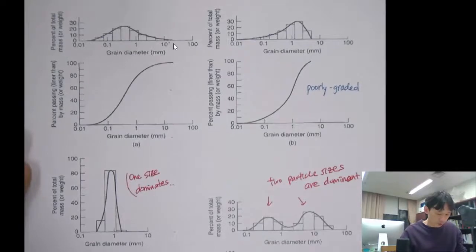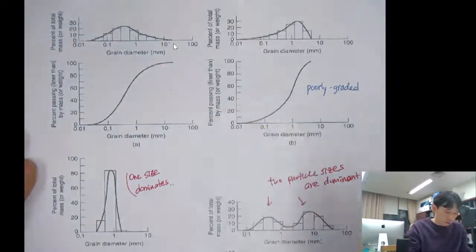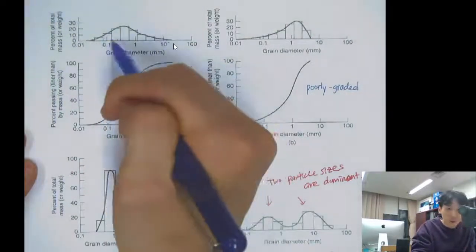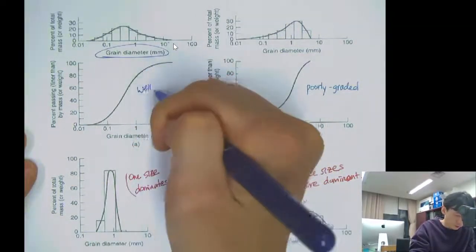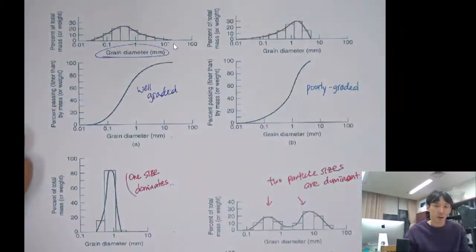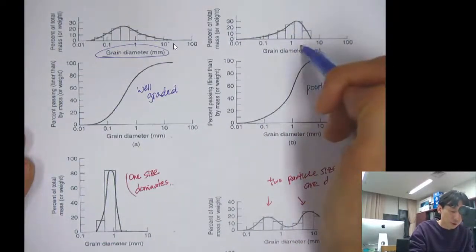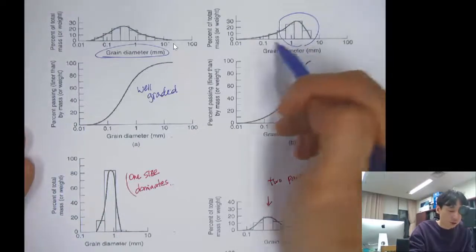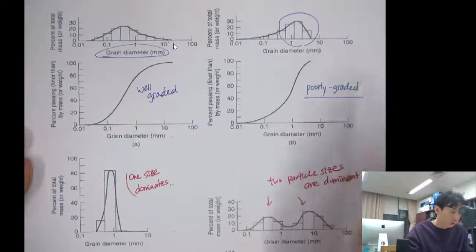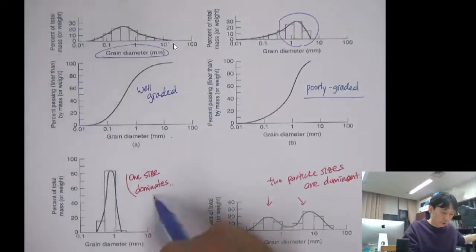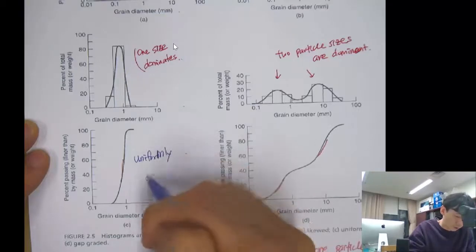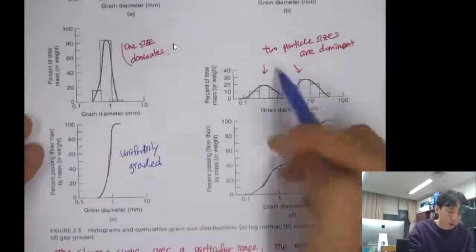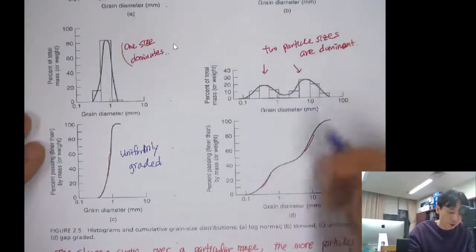Here, this figure shows some different soils' grain size distributions. The first one has a very clean log normal distribution in terms of grain size diameter, and it's a well-graded soil. When it's skewed like this, so that many particles are around 1 millimeter diameter but you don't have much of the other particle sizes, it's called a poorly graded soil. When one size dominates in that soil, it's called uniformly graded. And when two particle sizes are dominant and you have a gap in between, it's gap graded.